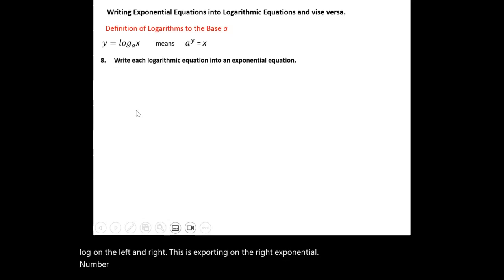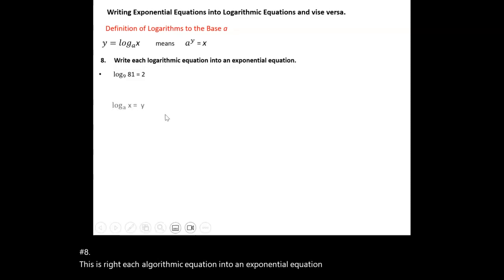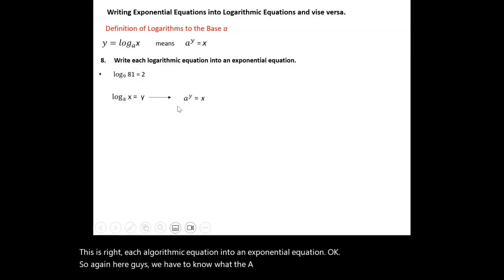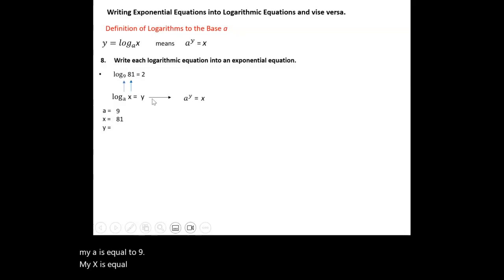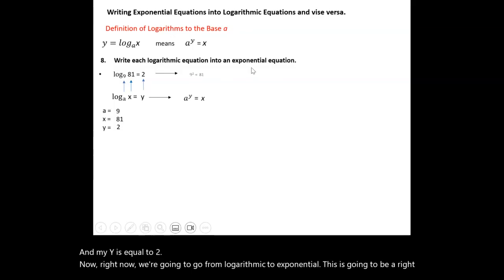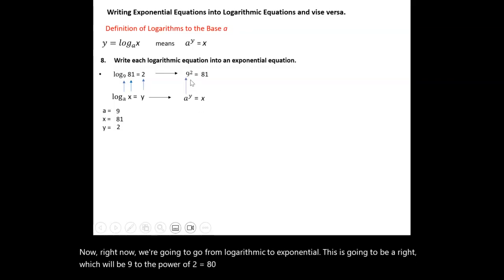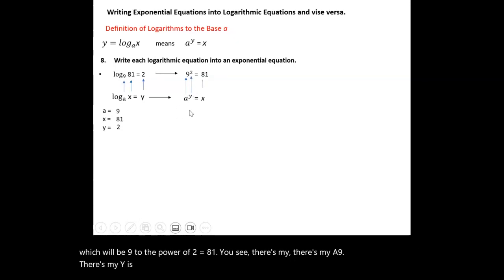Number 8. It says write each logarithmic equation as an exponential equation. Okay. So again, here, guys, we have to know what the a is, what the x is, and what the y is. You notice my a is equal to 9. My x is equal to 81. And my y is equal to 2. Now we're going to go from logarithmic to exponential. So it's going to be a, which will be 9 to the power of 2 equals 81. You see, there's my a, 9. There's my y, 2, and my x, 81. So these two are equivalent. Okay.